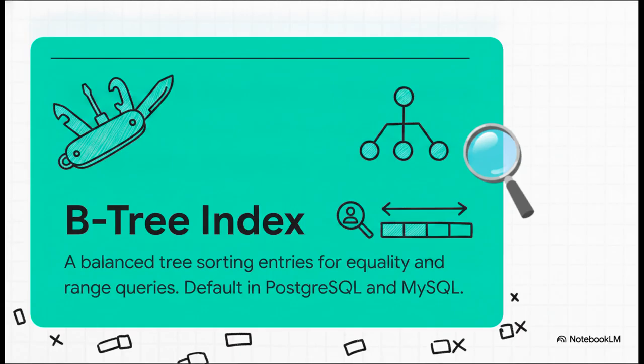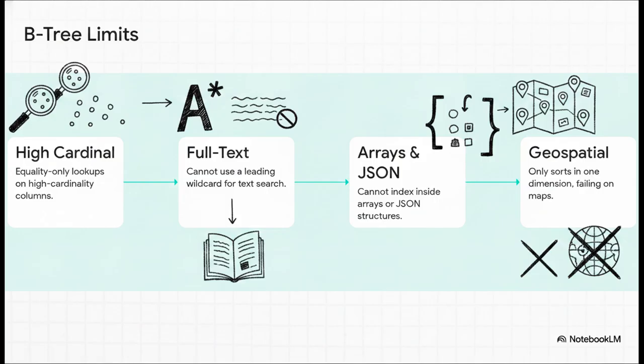But look, as versatile as a Swiss Army knife is, you wouldn't use it to chop down a giant redwood, right? It dangerously fails at some very specific, very common modern tasks. Let's look at exactly where the B-tree falls short, because there are 4 major blind spots. First, pure equality lookups on high cardinality columns. Believe it or not, there's actually a much faster way to do this than a B-tree.